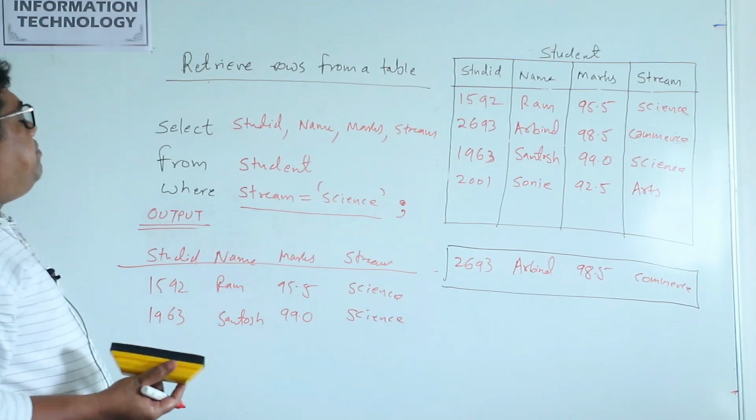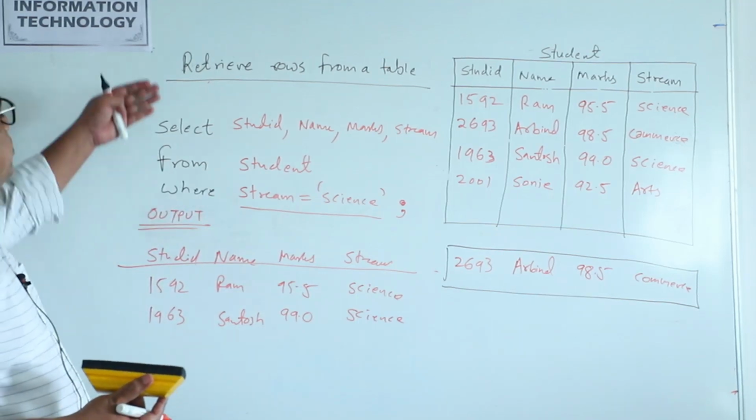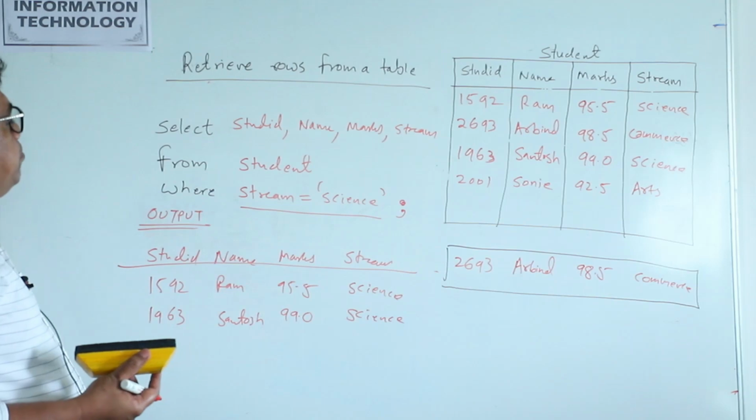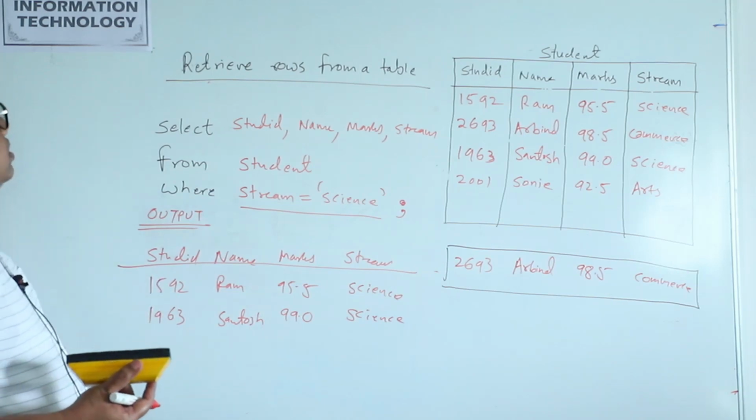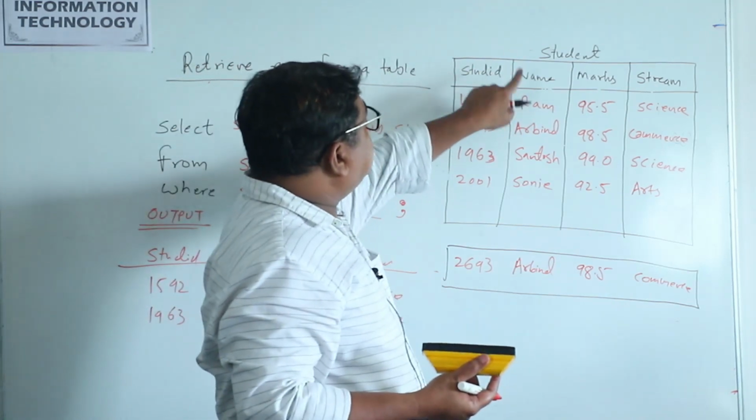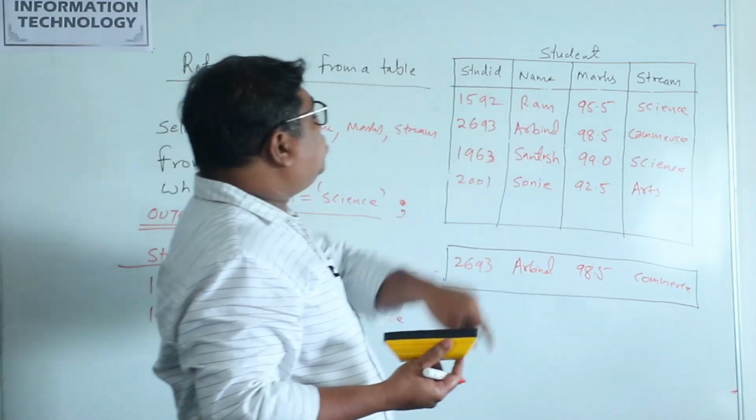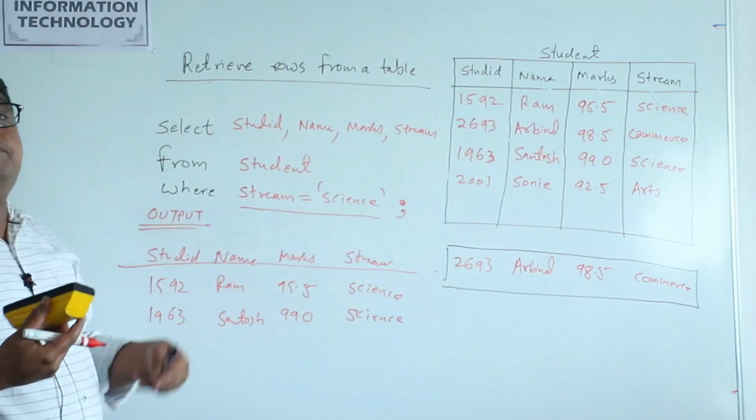Now I want to retrieve rows, or display in the output, the student ID and name of students whose marks are above 90.